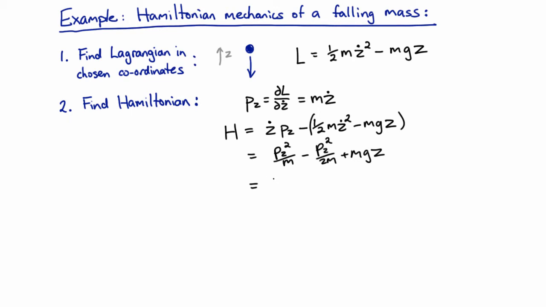And as we showed previously, that looks just like the total energy. It's very important when we do the Hamiltonian, we don't leave it in terms of z dot squared. We have to have it in terms of the momenta and the coordinates only.